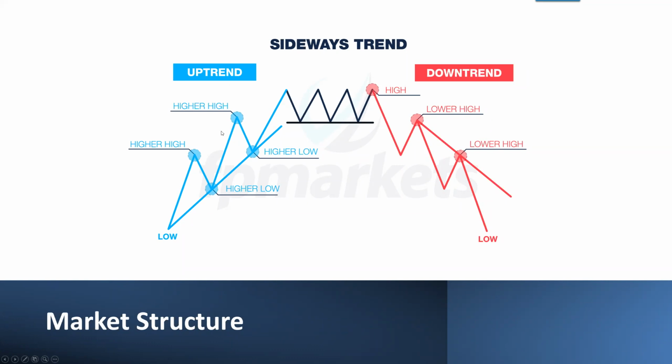Okay, so higher high, higher low, higher high, higher low. We need to understand these, and we also need to understand when the market transitions into a range, a consolidation, as you can see here. We also need to understand that when the market forms a lower low, lower high, lower low, lower high, we are then in a downtrend.